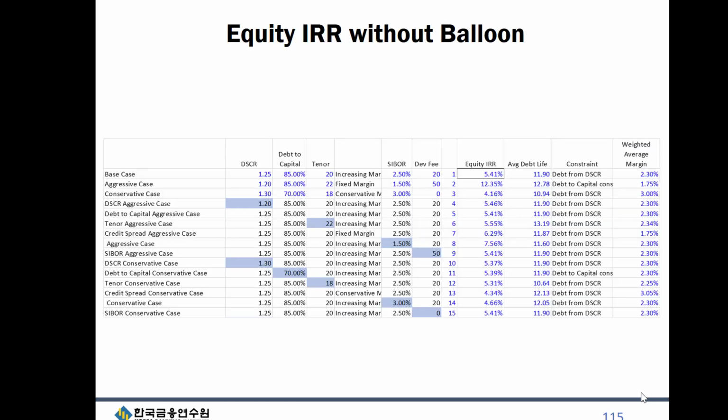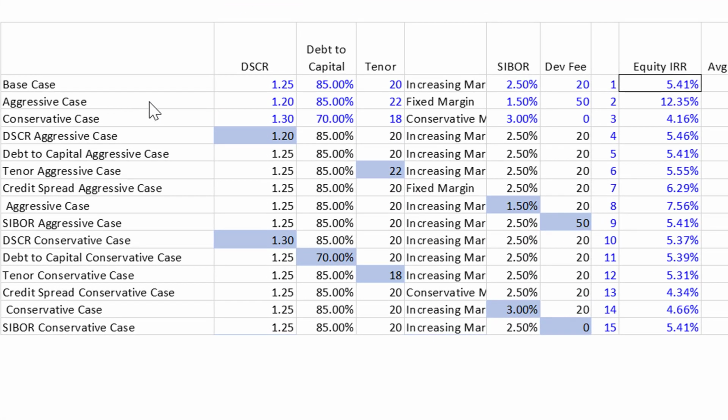Okay, and then I talk about, here, let me just talk about a balloon payment for a minute. Here's this, and this is another file. There's a video on this file. I thought this was an important file. And this says, what's the equity IRR? So we have a base case, aggressive financing case.